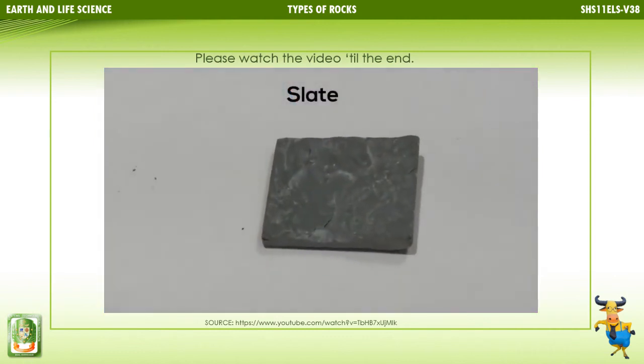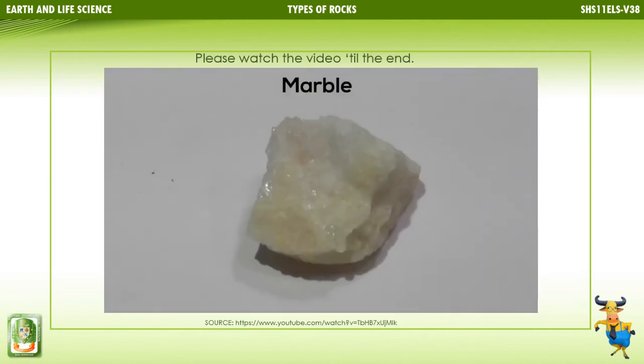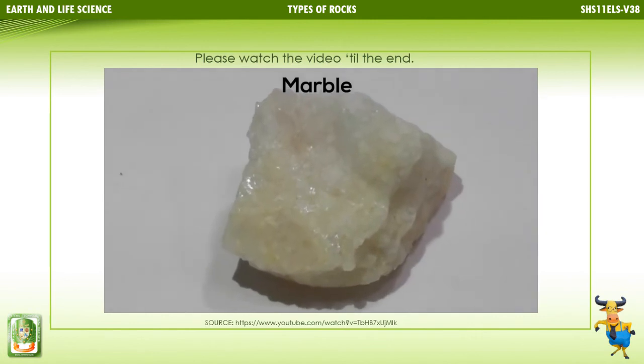Slate. It has very, very small minerals. It is considered foliated, and its parent rock is shale. Marble has fine to medium crystals. Its parent rock is limestone, and it's considered non-foliated.